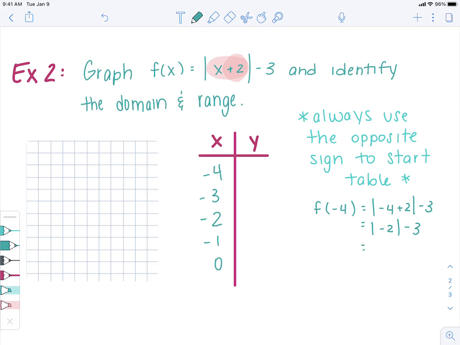The absolute value of -2 is really 2, minus 3. 2 minus 3 gives us -1. So then I just put the -1 here.